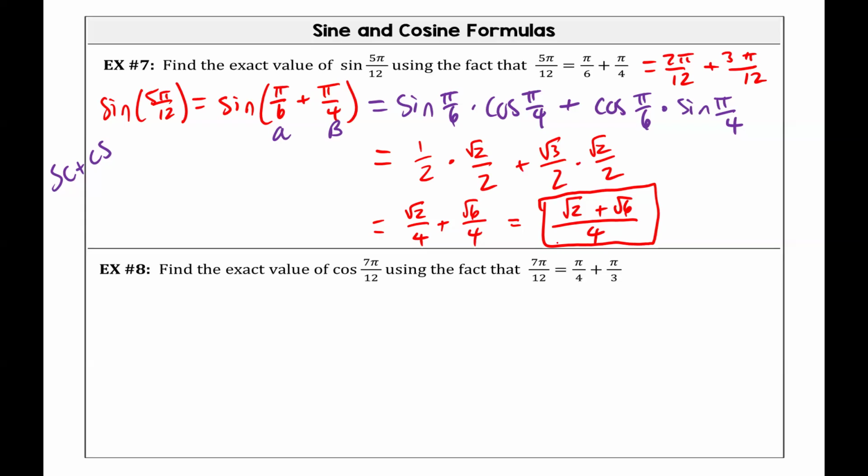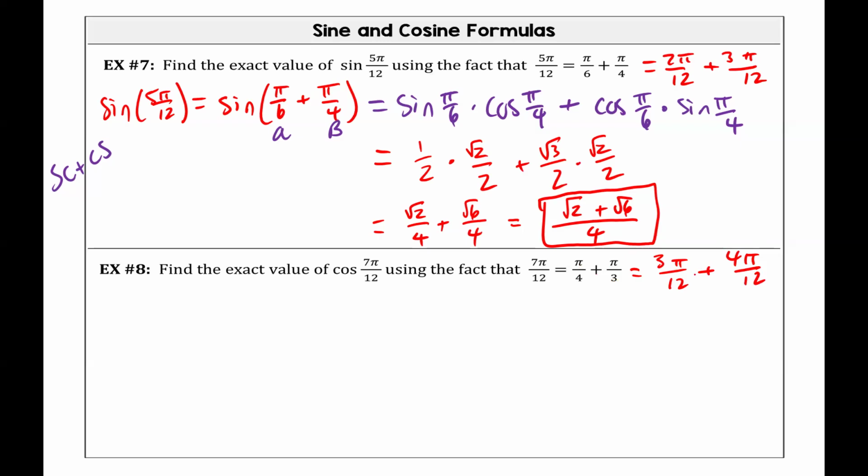All right. So again, cosine 7 pi over 12. Is that on our unit circle? No. But are there two angles on the unit circle that can be added or subtracted for that? The answer is yes. They would be pi over 4 and pi over 3. Double checking, pi over 4 becomes 3 pi over 12, pi over 3 becomes 4 pi over 12. Does that make 7 pi over 12?